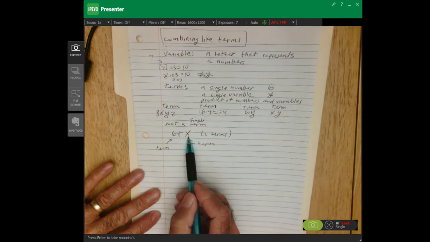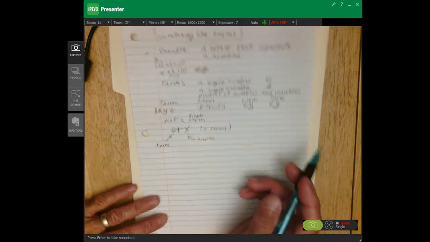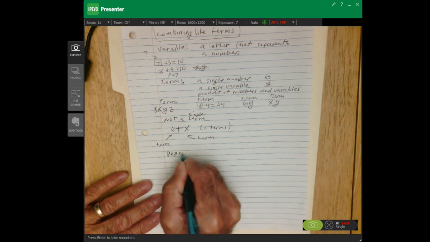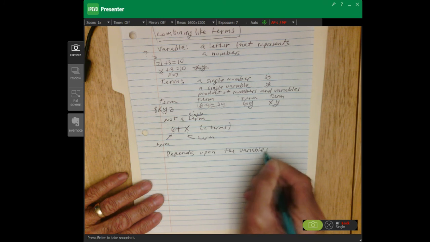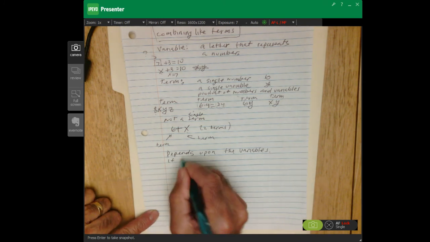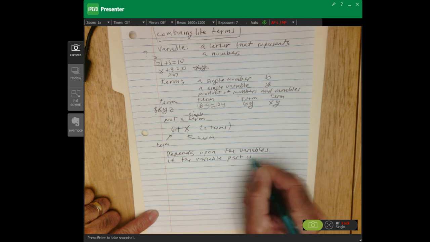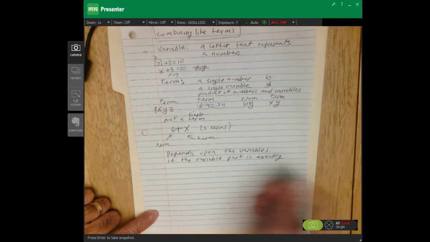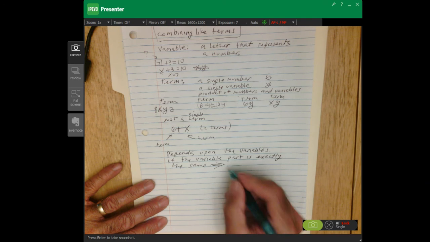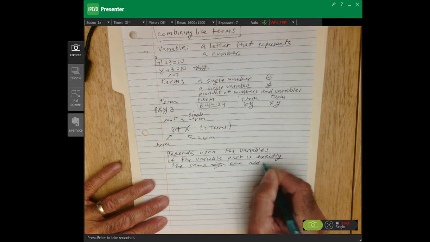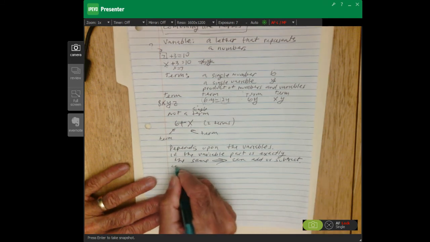Now the question we're going to address is when you can take two terms or three terms and put them together and simplify it into one term. Sometimes you can, sometimes you can't. It depends upon the variables, okay? If the variable part is exactly the same, then you can add or subtract. Okay, so that's when they're like terms.